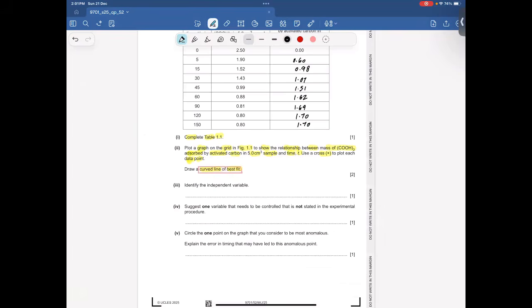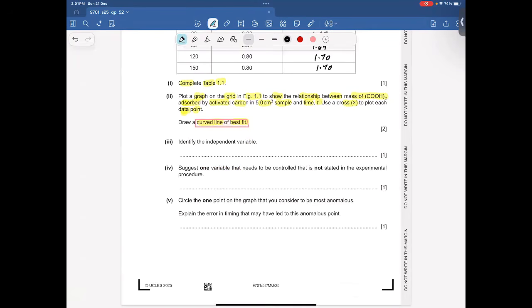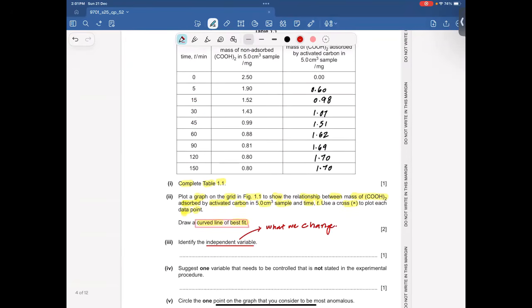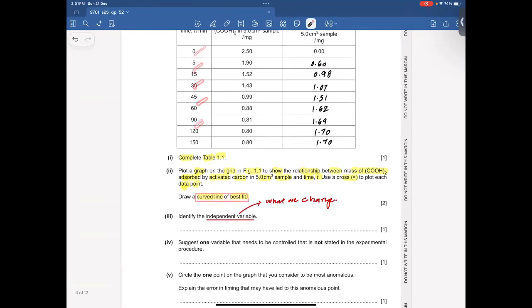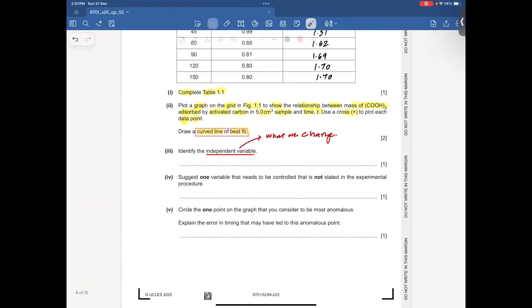Identify the independent variable. Independent variable is basically what we measure, right? Or what we change, actually. What we change is the independent variable. And what are we changing here? We are changing the time. So time is going to be the independent variable.